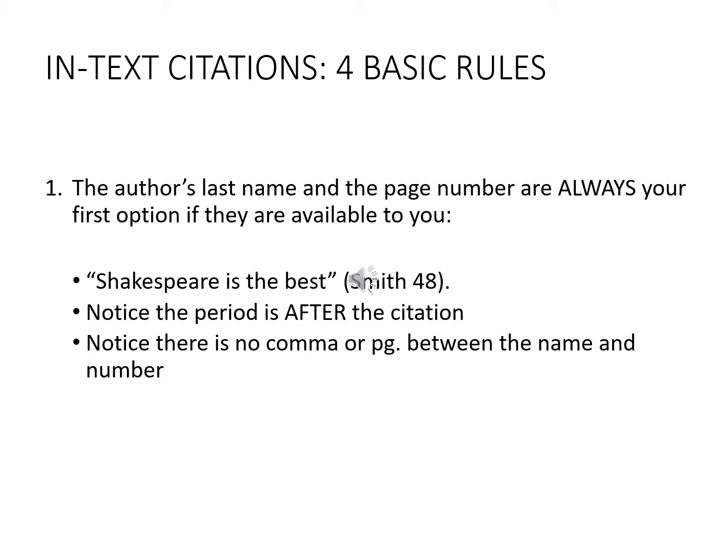If we look at this example, "Shakespeare is the best." That's a quote pulled from somebody, and the author's last name was Smith, and that was on page 48 of that article or that book. Notice that the period is after the citation, so it's not after the word best. It's all the way at the end after the parentheses. Also notice that there is no comma or "pg." between the name and the number. So it's not Smith, comma 48. It's just Smith space 48.